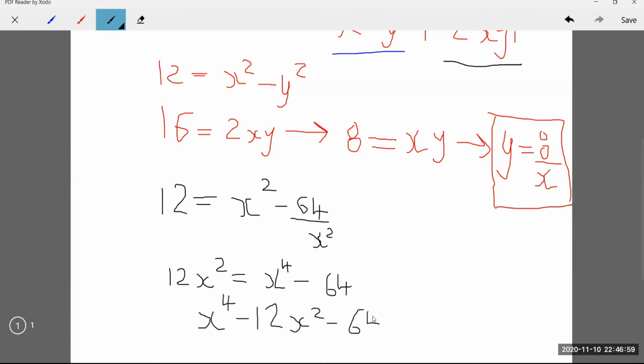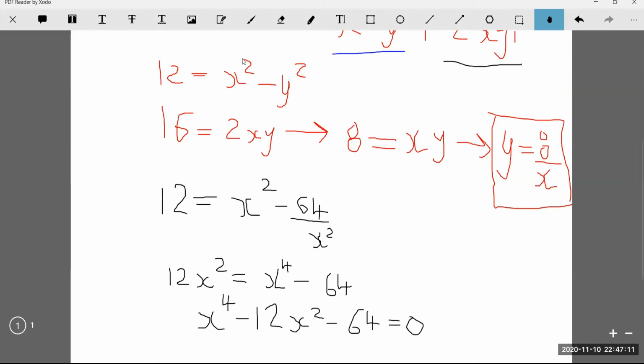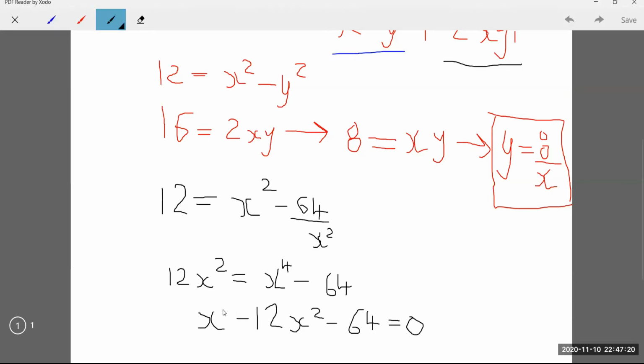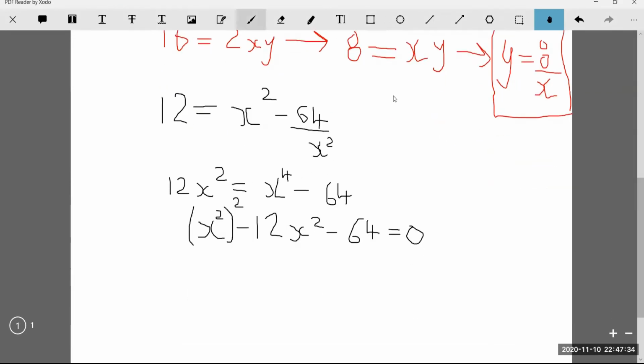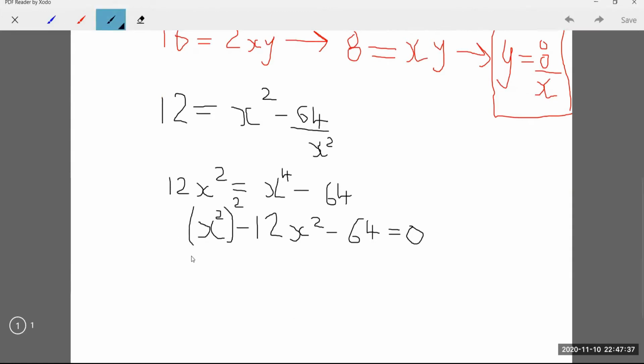Now that this is equal to 0, we look real nice. We just have a hidden quadratic, because this x to the 4 is the same as x squared squared. By laws of indices, we can rewrite it as x squared all squared. So we have a hidden quadratic in x squared. Some persons might want to call that u or something like that, but we can just solve for x without doing that. So let's factorize this equation now.